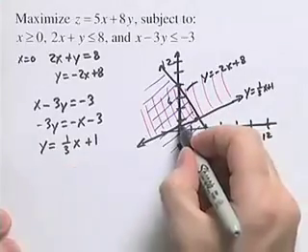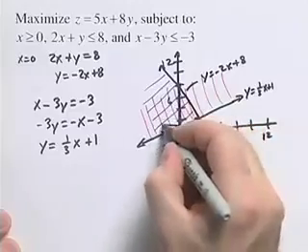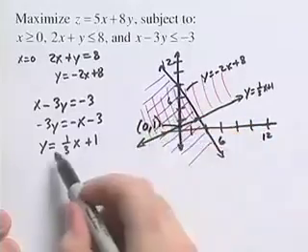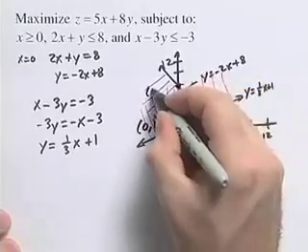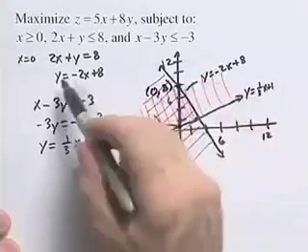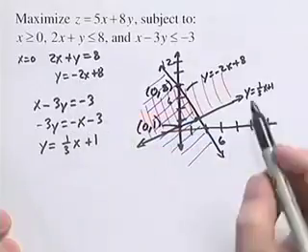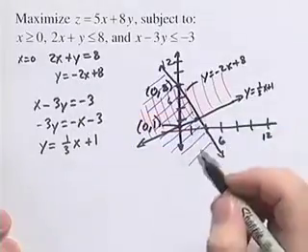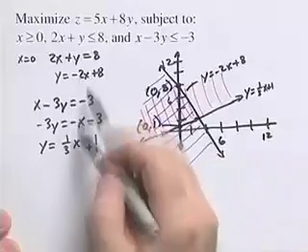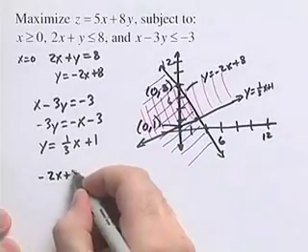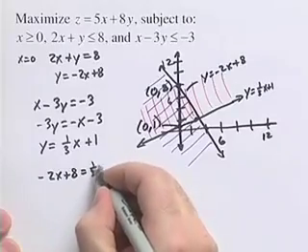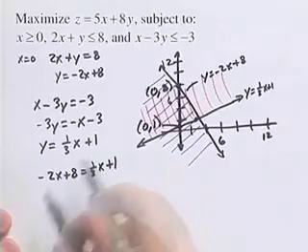So our corner points, so far we have this point right here. This is going to be 0, 1. That's the y-intercept for this line. This point is 0, 8. That's the y-intercept for that line. We need to find out where those two lines cross. So we're going to set the two y's equal to each other. So we'll have negative 2x plus 8 equals 1/3 x plus 1. We need to solve this for x.